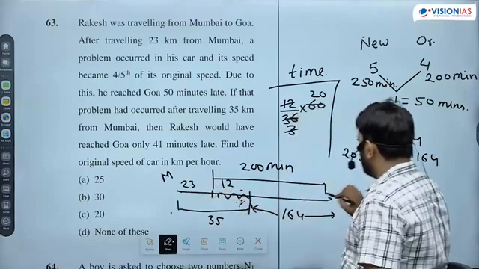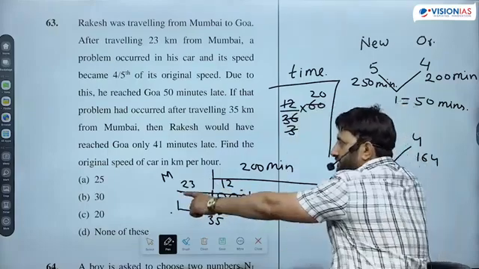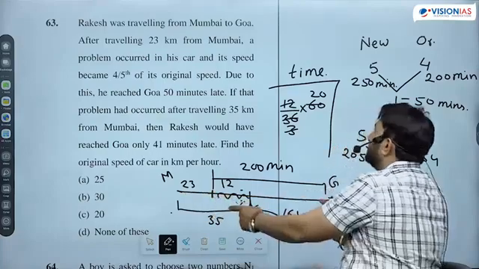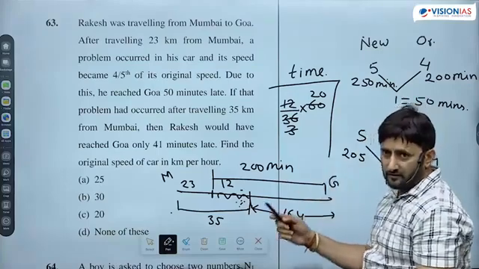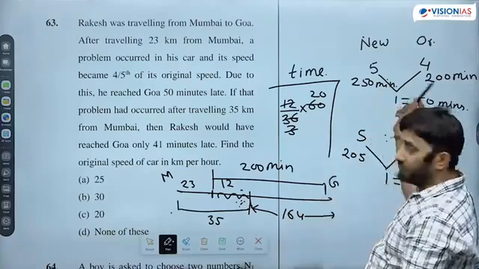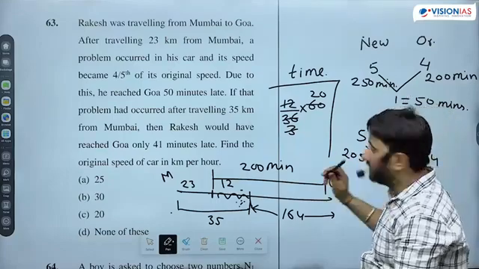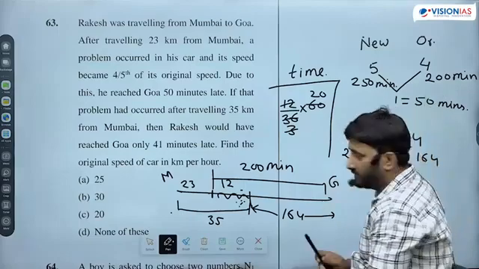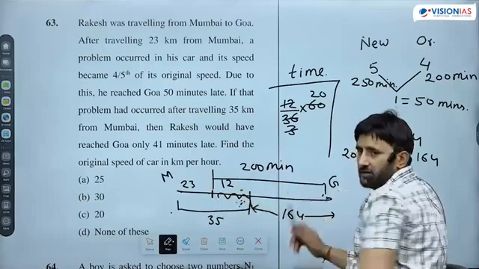मुंबई टू गोवा जाना. Accident took place after 23 kilometers. So rest of the journey was covered at 4/5 speed. So time will become 5/4. Time में gap आया 1 unit. 1 unit is equal to 50 minutes. So with the normal speed, it could have been covered in 200 minutes. With the normal speed, the remaining part of the journey can be covered in 200 minutes.